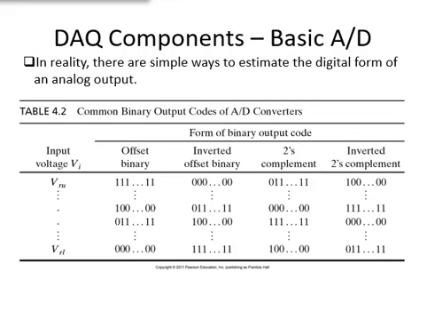Offset binary is just like simple binary except that for bipolar converters, the output code of 0 corresponds to the lower end of the input range instead of an input of 0.